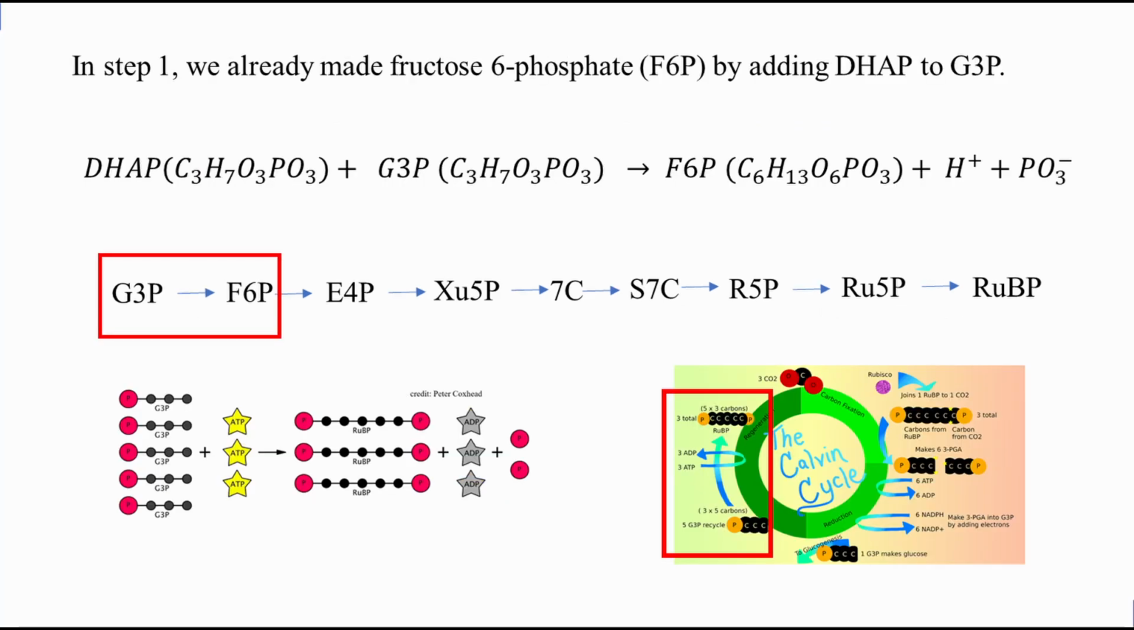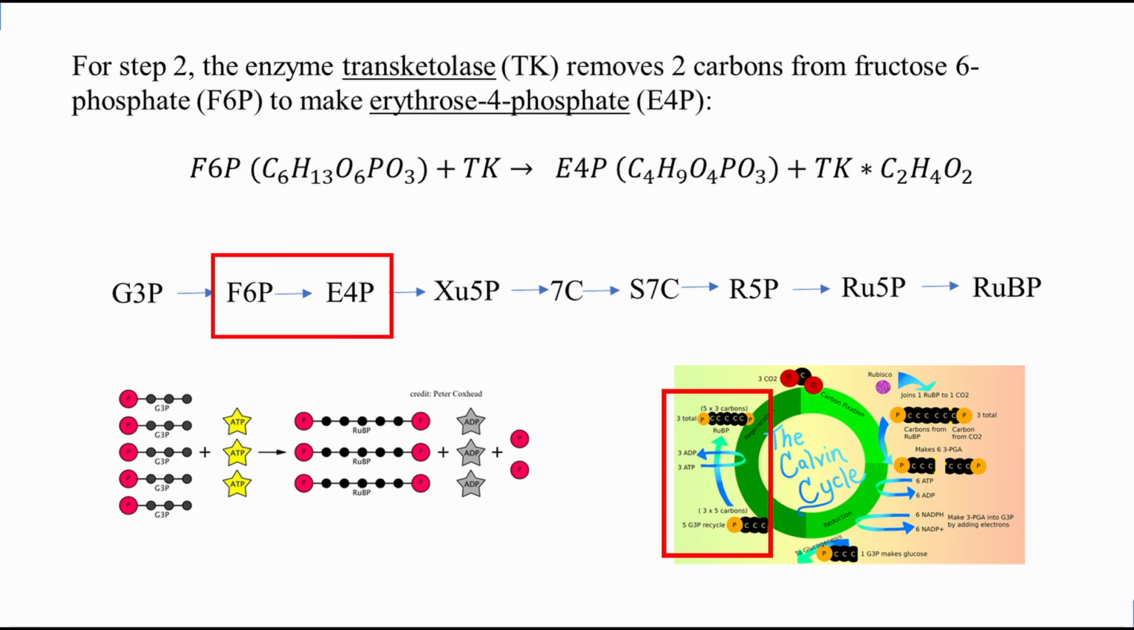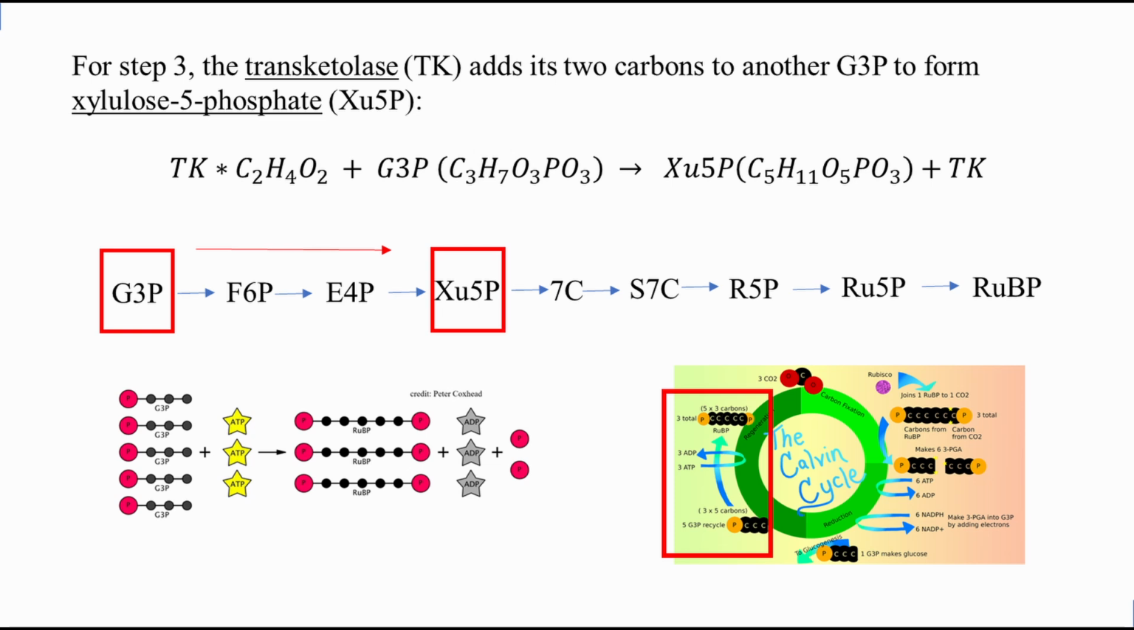In step 1, we already made fructose 6-phosphate F6P by adding DHAP to G3P. For step 2, the enzyme transketolase TK removes 2 carbons from fructose 6-phosphate F6P to make erythrose 4-phosphate E4P. For step 3, the transketolase TK adds its 2 carbons to another G3P to form xylulose 5-phosphate XU5P.